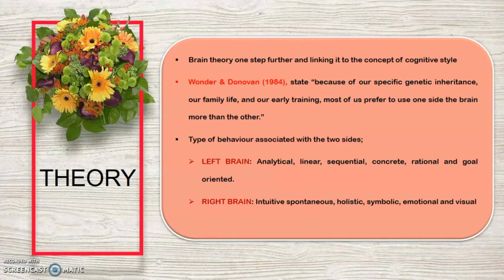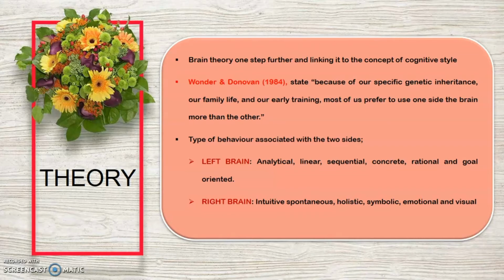Okay, next, we look at the type of behavior associated with the two sides. The first one is left brain. An individual that uses left brain more than right brain is analytical, which is a systematic person, and then linear, sequential, concrete, which is based on what they see, hear, feel, and experience, and they're also rational and goal-oriented. Goal-oriented means that person focuses on achieving a particular aim or result.